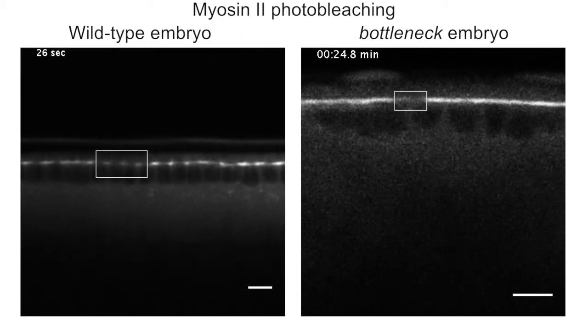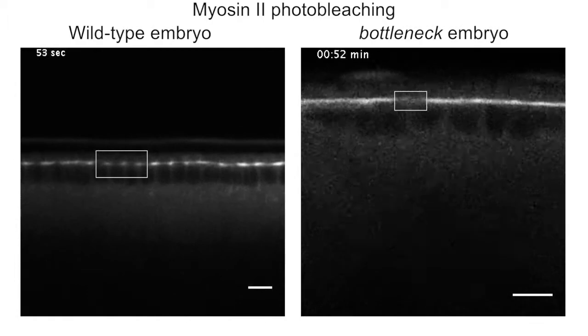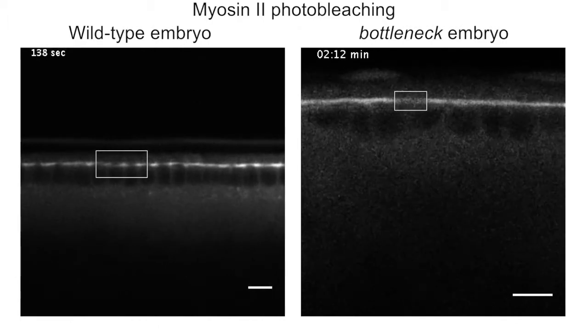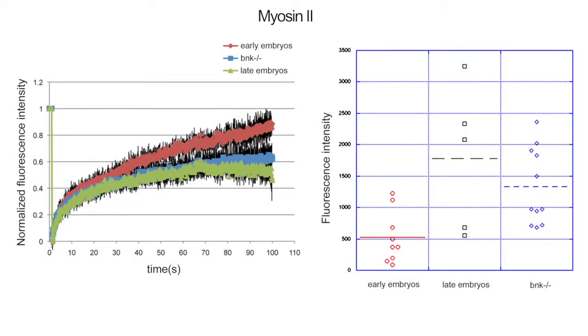And what we found is that not only do bottleneck and PIP2 have a similar morphological phenotype, but they are associated with exactly the same type of alteration in myosin dynamics and turnover, meaning that in a bottleneck mutant we observe higher levels and increased stability of myosin at the furrow.